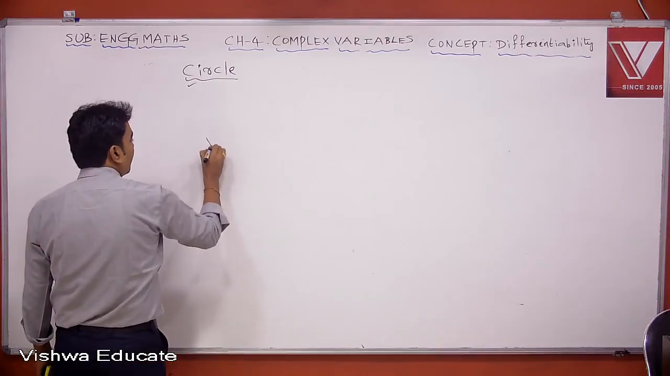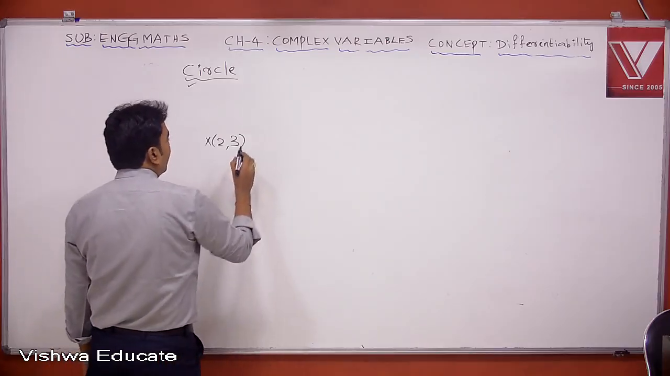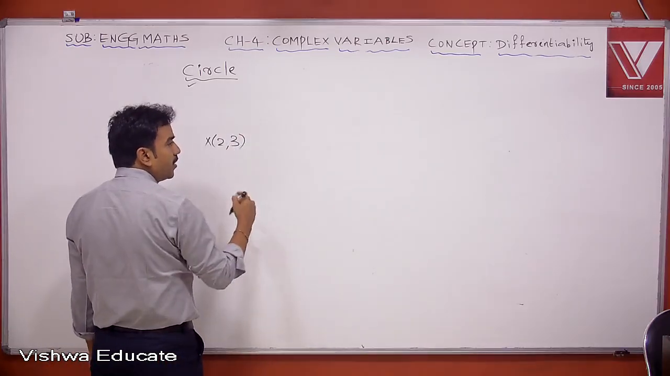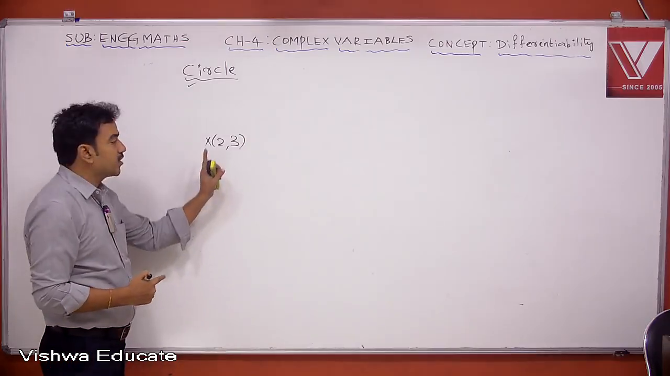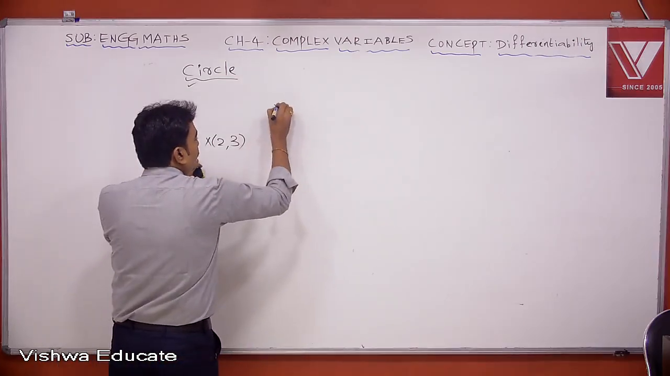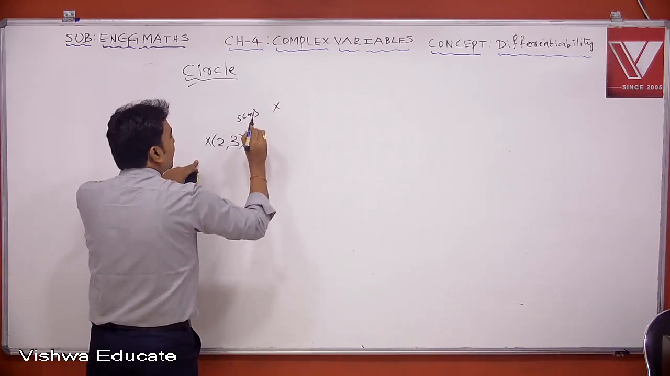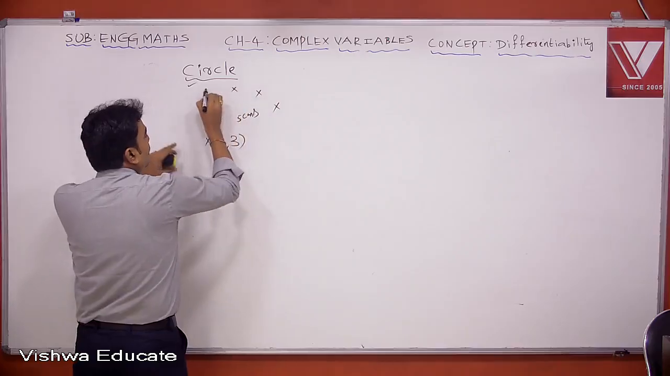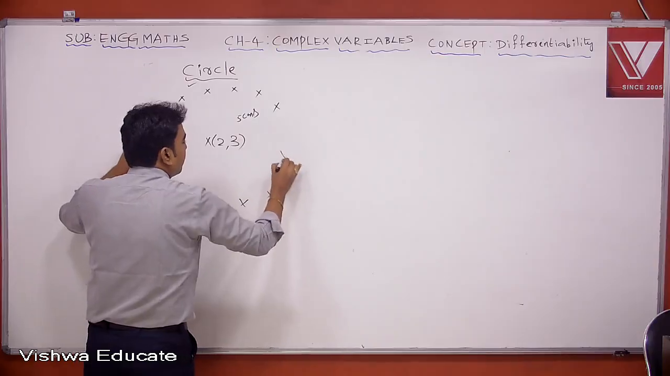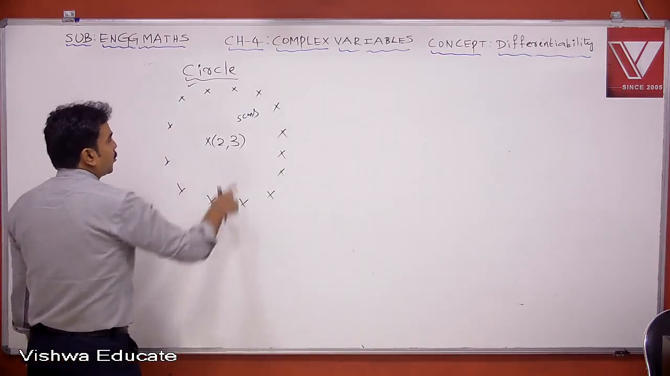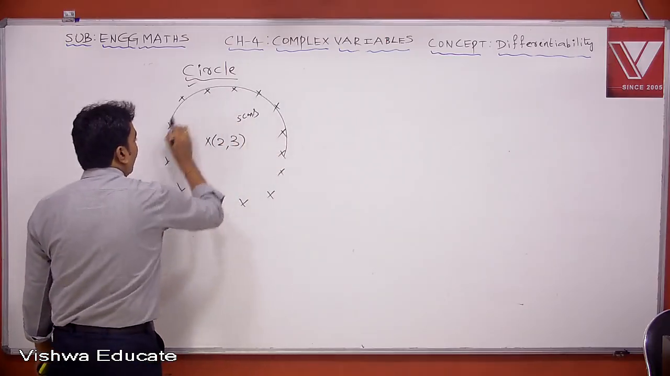Suppose I am starting with one point, for example (2, 3), a two-dimensional point. Suppose you consider all points which are at a distance of 5 centimeters from this fixed point. So assume that this is one point, the distance from this point to this point is 5 centimeters. So look at another point. So consider all such points. All these points are maintaining 5 centimeters distance from this fixed point. Now join all these points.